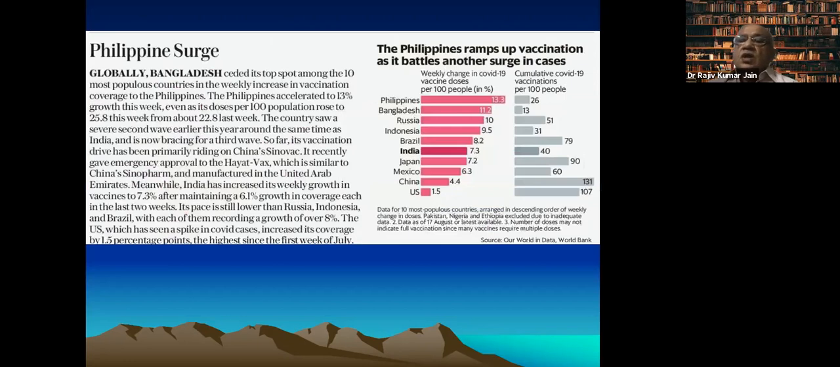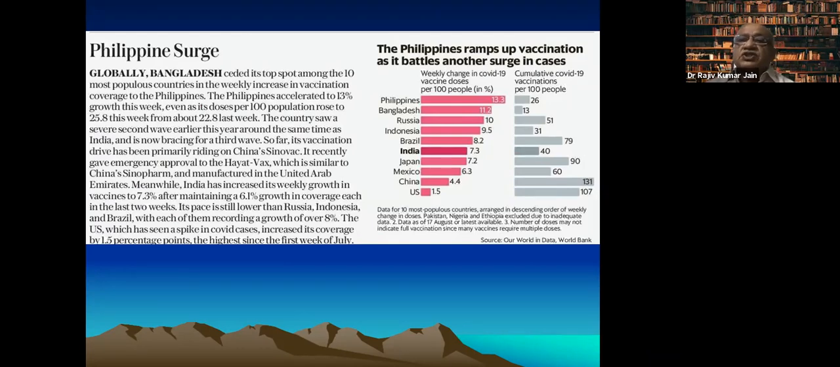The Philippines has ramped up vaccination as it battles another surge in cases. Globally, Bangladesh ceded its top spot among the 10 most populous countries in the weekly increase in vaccination coverage to the Philippines. The Philippines accelerated to 13% growth this week, even as its doses per 100 population rose to 25.8 this week from about 22.8 last week. The country saw a severe second wave earlier this year around the same time as India and is now bracing for a third wave. So far, its vaccination drive has been primarily riding on China's Sinovac.